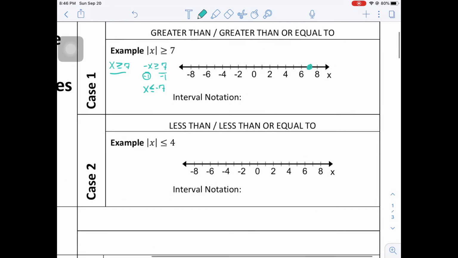So then if we were to graph this, we have positive 7 out here. We have -7 down here. And then x is greater than or equal to positive 7, so we're going to the right. And then x is less than or equal to -7, so we're going to the left. If we wrote this in interval notation, it would be -infinity to -7, bracket, union, bracket 7 to positive infinity. Okay. As you can see here, because they're pointed in two different directions, this is a big old OR statement right here.